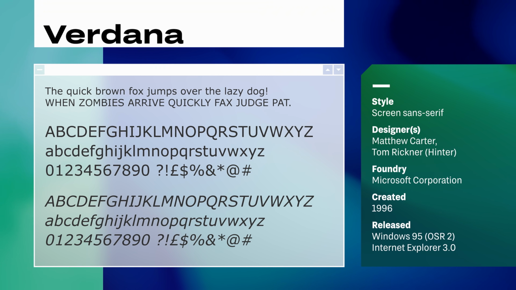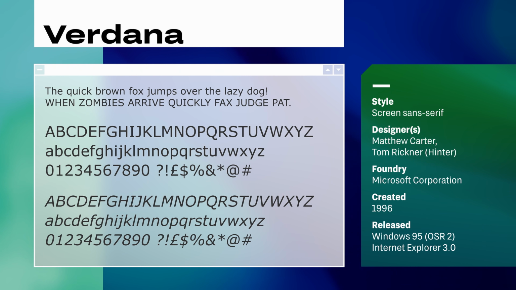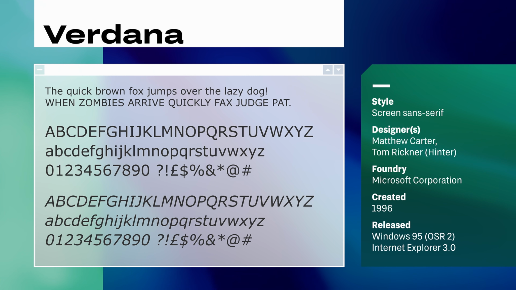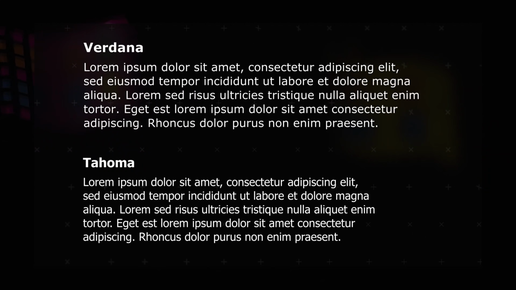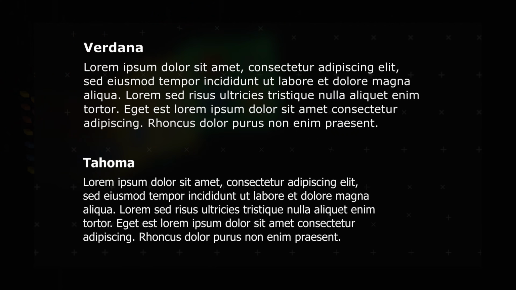Verdana is perhaps the screen font, but before we dissect it, we need to talk about its older brother, Tahoma. Both were designed by Matthew Carter and hinted by Tom Rickner, the same team that worked on Georgia. Tahoma is a bit of a puzzle. The most glaring difference between it and Verdana is the fitting, the space between the letters. It's much tighter than Verdana and therefore less legible.